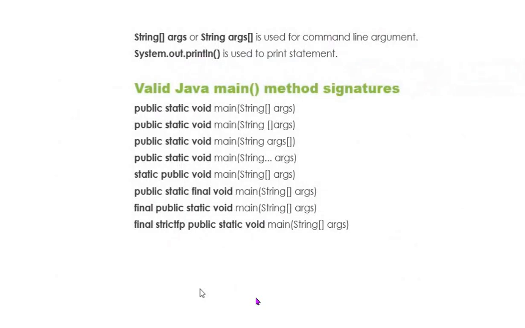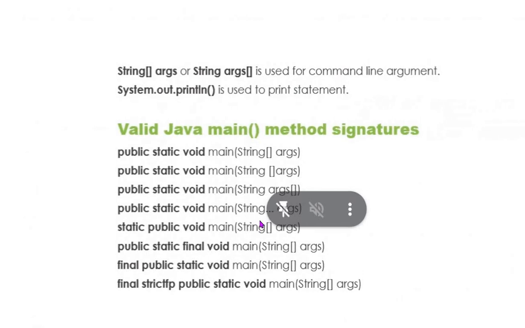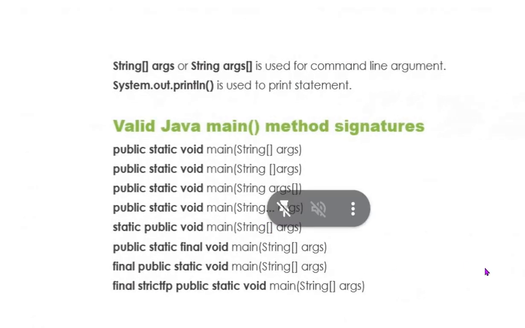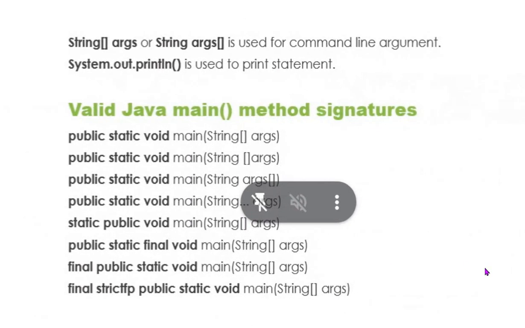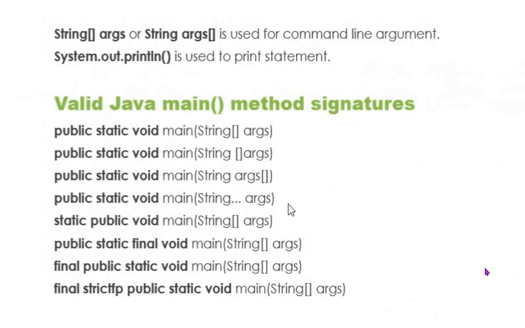The way we are giving String args or String[] args is used for the command line argument system, and System.out.println is used to print the statement. And here I have seen the valid Java main method signatures, so we can write public static void main in any of these formats. But sir, I didn't get this one, public static void main String... args. What is this? I didn't get it, sir.